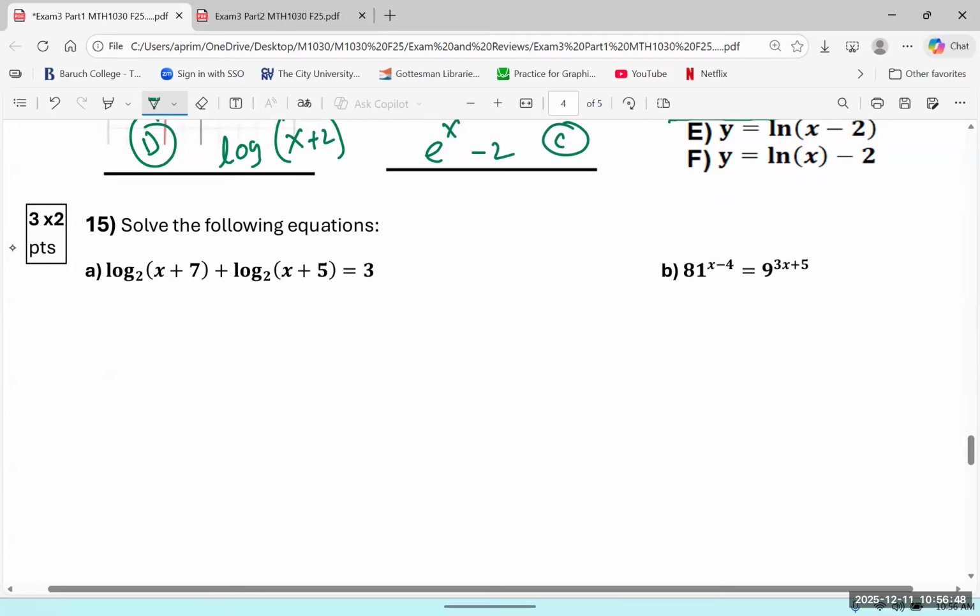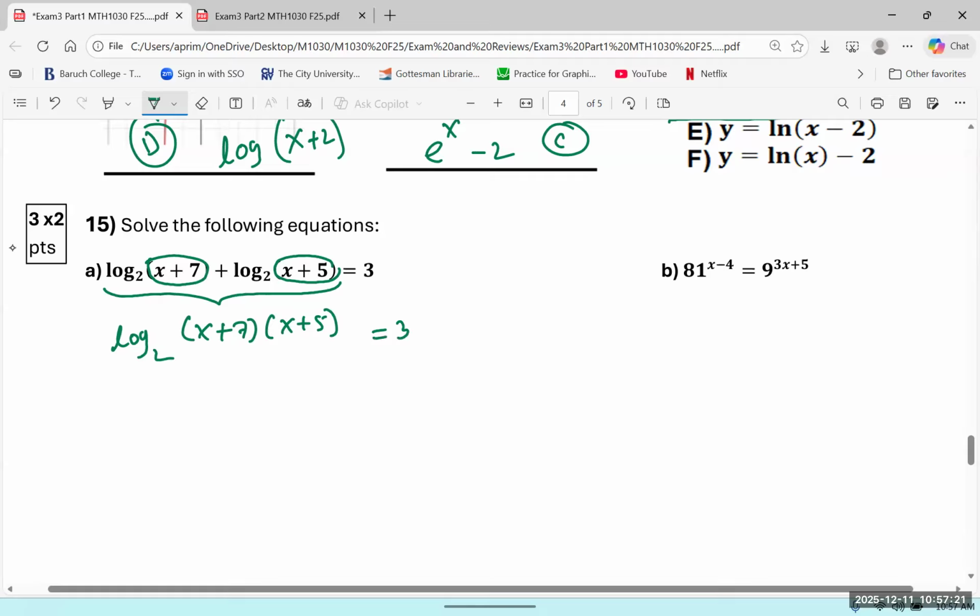For log, we have 2 logs on one side. Anytime you have more than 1 log, you have to combine them into a single log. So how do you combine 2 logs into 1 log? Do you multiply? This is our first argument, and this is the second argument. You have to multiply these two arguments. x plus 7 times x plus 5.